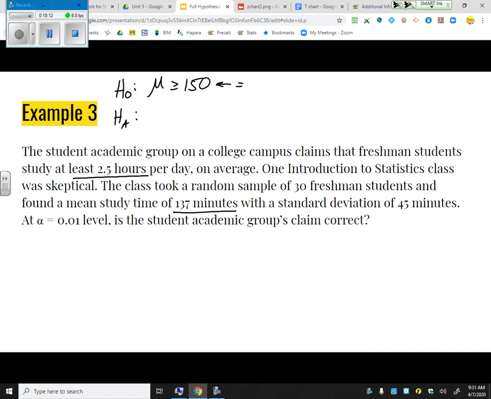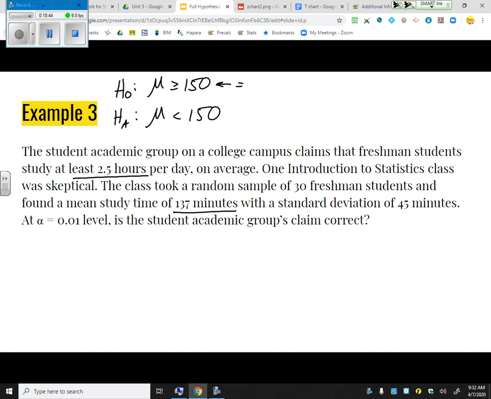And so my alternative, they're saying, you know what, we're pretty skeptical. I think the opposite is true. I don't think freshmen study that much. They're too busy hanging out with friends, going to football games, doing stuff that the normal college freshman does, whatever that may be. Some of you will find out in a few months. And so they don't know if it's 137, but they just think that it's less than 150, that this status quo of 150 is kind of an overshot there.